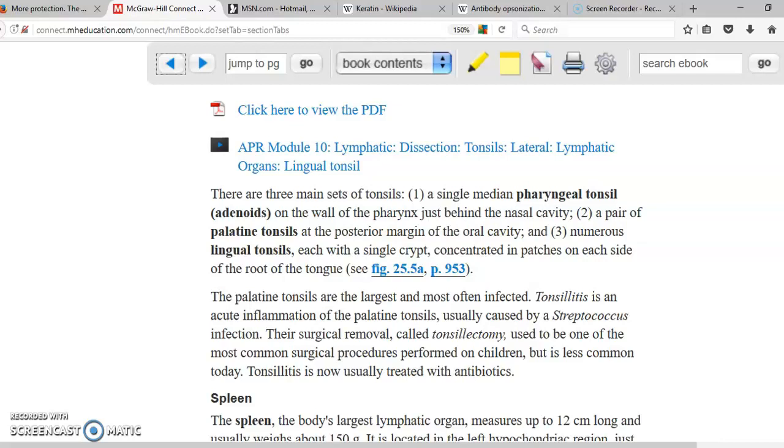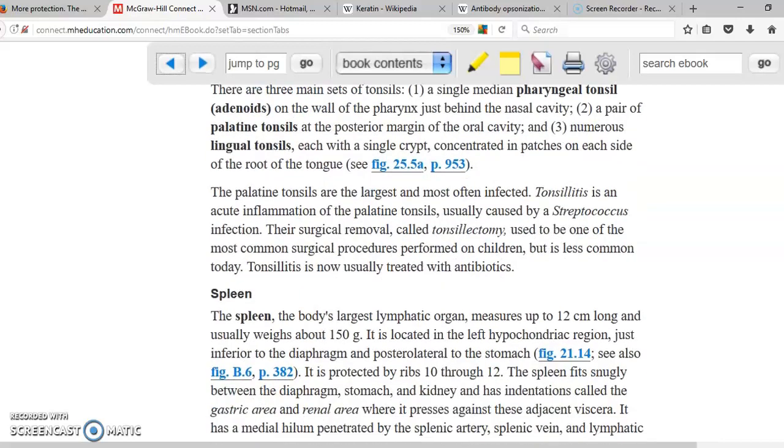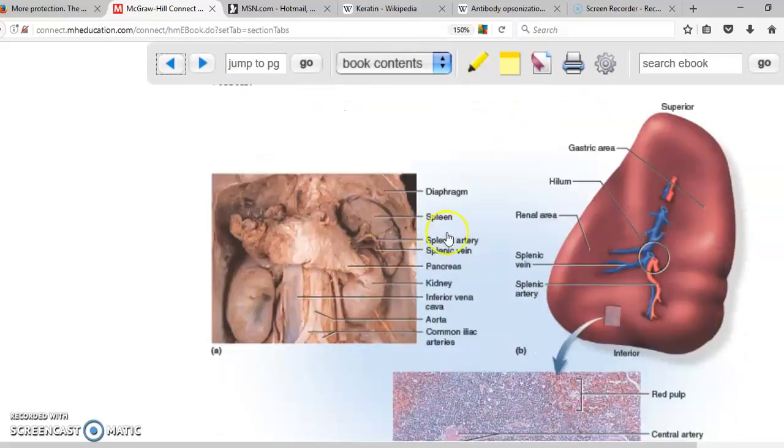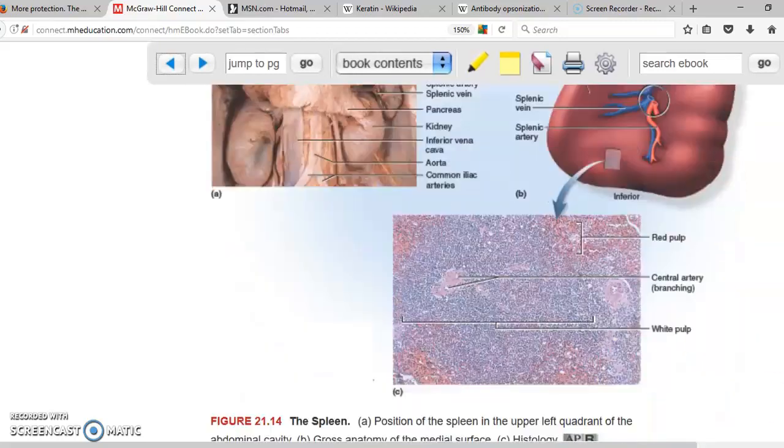So then we scroll down, and we're going to have in there the spleen. The spleen is located in the left hypochondriac area. If you cut the spleen, you can clearly see that it has two main areas. One area is the red pulp, clearly seen right here. And then you have the other part, which is the white pulp. The spleen has two main jobs. One of them is related to the red blood cells, and the other one is related to the white blood cells.